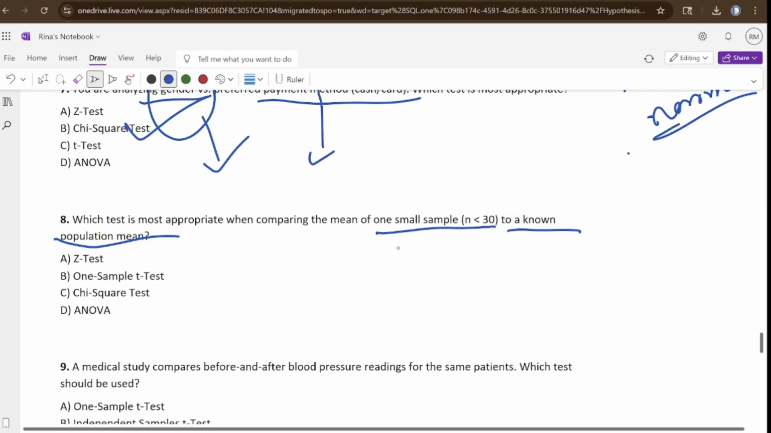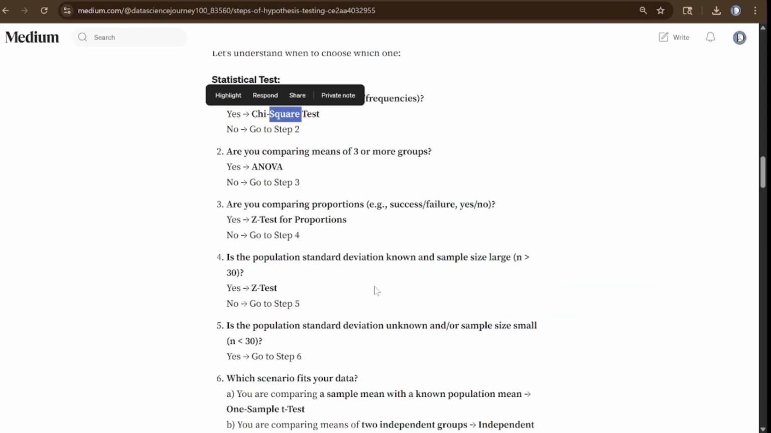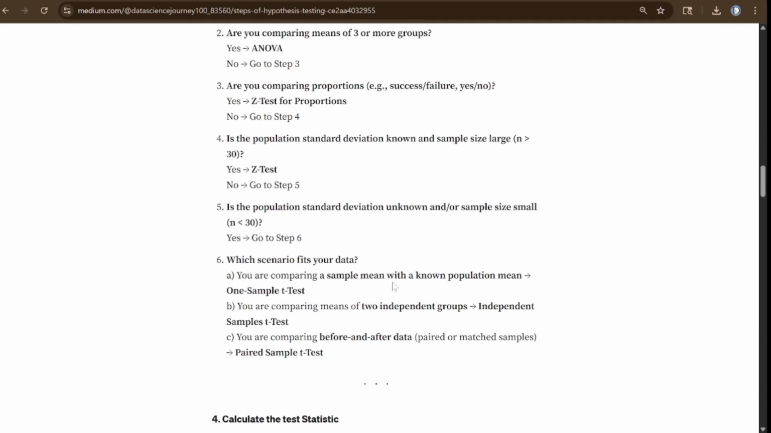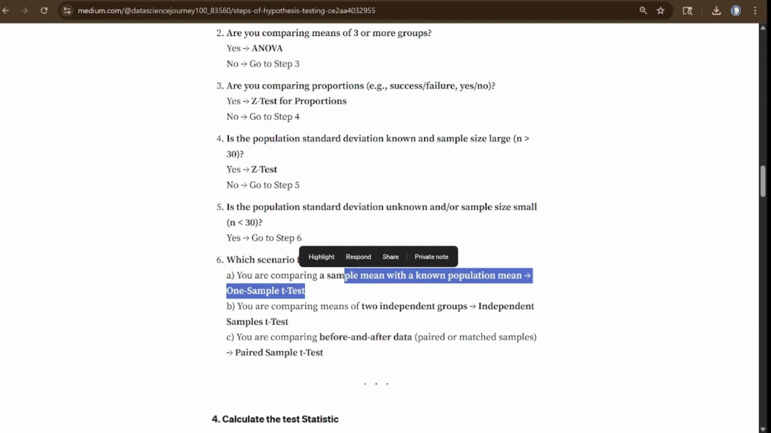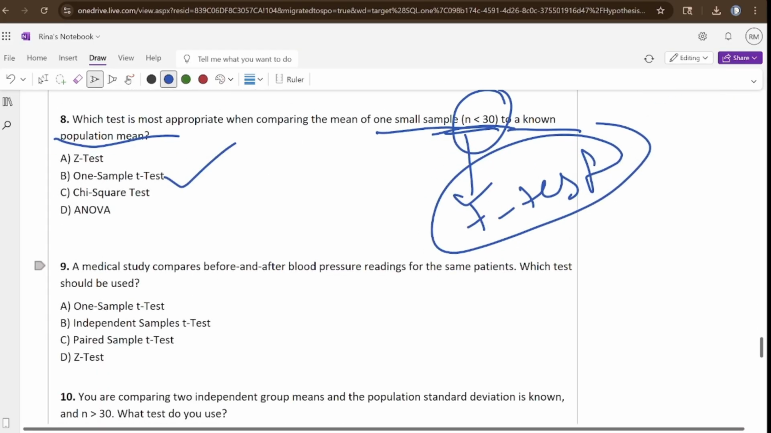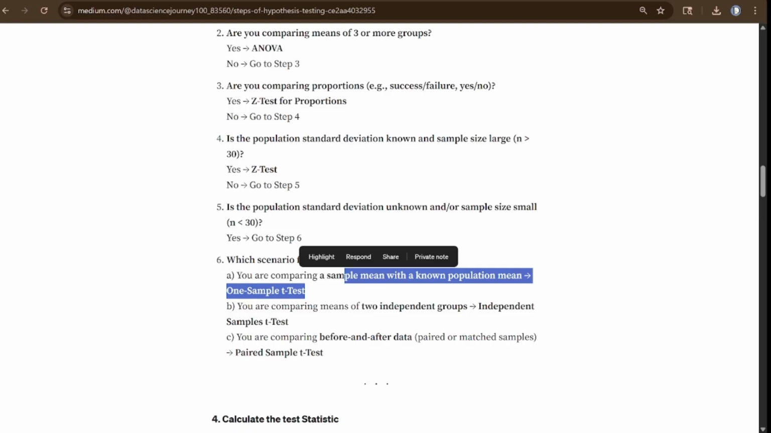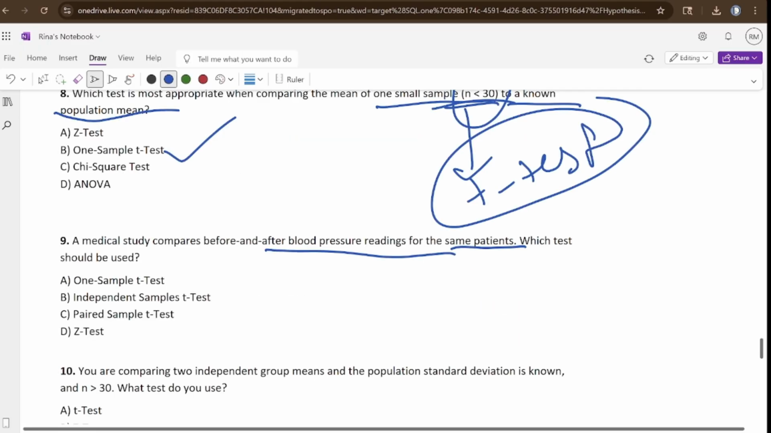Which test is most appropriate when comparing the mean of one sample to a known population mean? See, one sample that is small, less than 30 to a known population mean. Whenever it is less than 30, you go for t-test. Now which one among t-test? To a known population mean. See, sample mean with a known population mean. So I will write 1 sample t-test. Okay. Now a medical study compares before and after blood pressure reading for same patients. Before and after case, paired sample t-test.